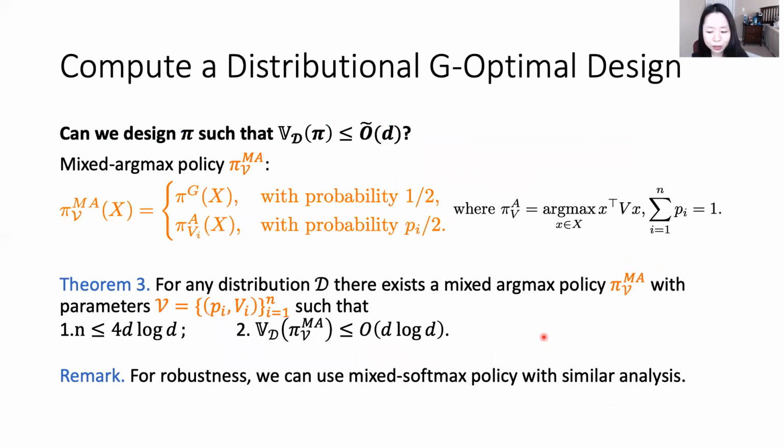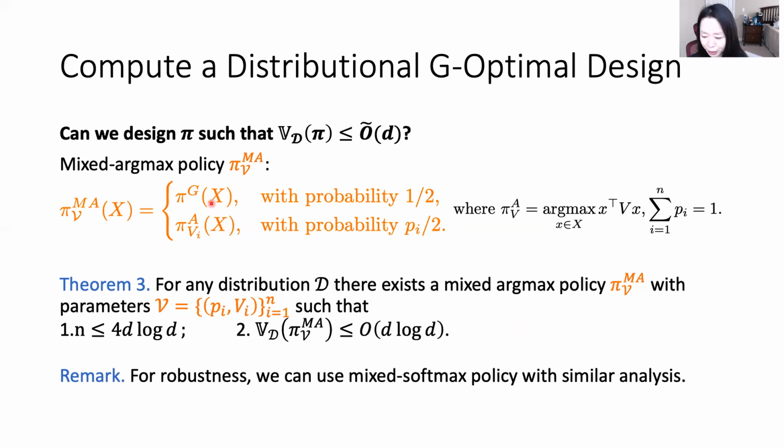And let's go back to our most important problem in our algorithm. Can we design pi such that V_D(pi) is less than or equal to the order of d? We affirm that the answer is yes. And furthermore, we can compute a parameterized form of such sample policy pi with a limited number of parameters. Here we use the mixed argmax policy.